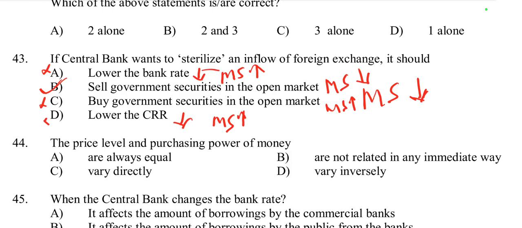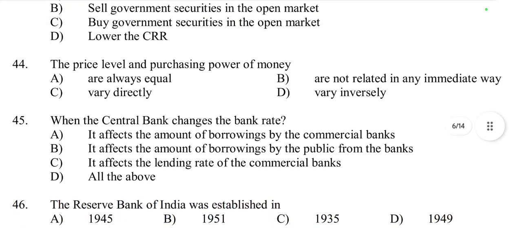To sterilize an inflow of foreign exchange, government should sell government securities in the open market. So option B is right here. Then question number 44, the price level and purchasing power of money are always equal, or not related, or very directly related, or very inversely related.